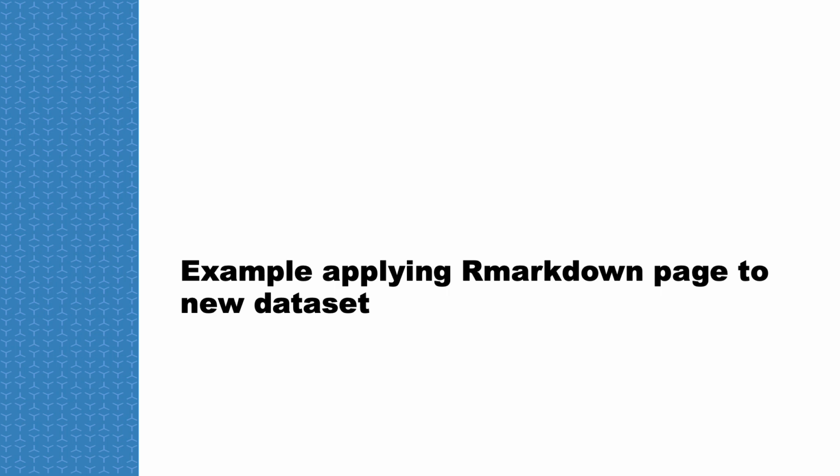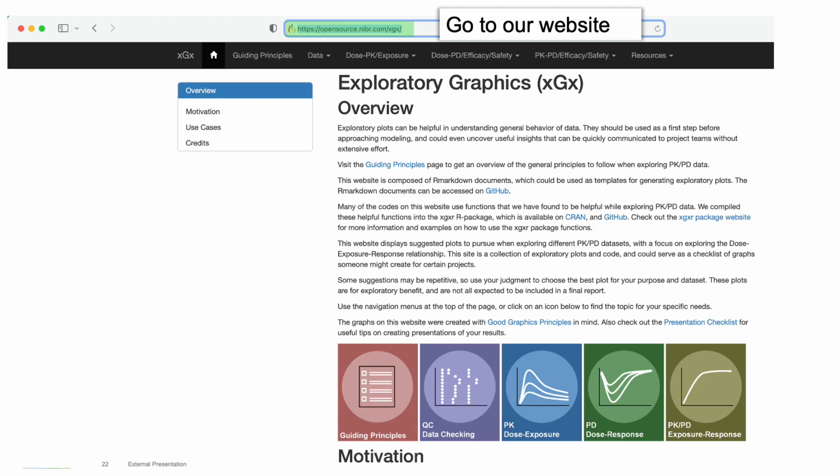Now I'm going to briefly show how to apply xGx, either the website directly or R Markdown templates, to your dataset. So the first thing you want to do is just go to our website by typing in your browser opensource.nibr.com/xgx.